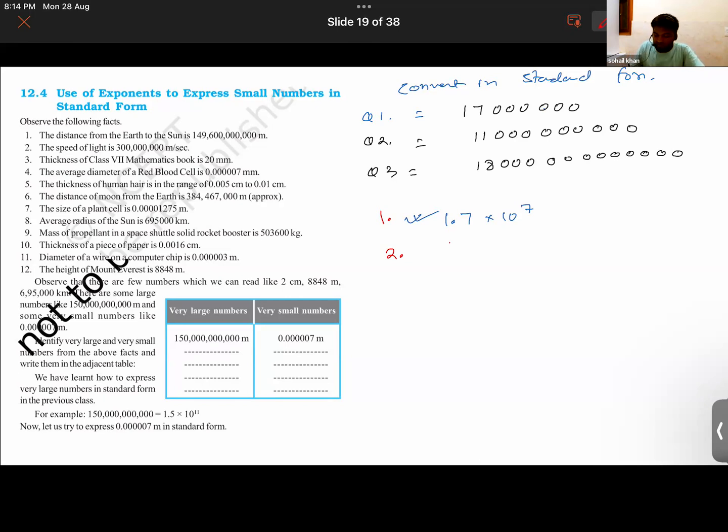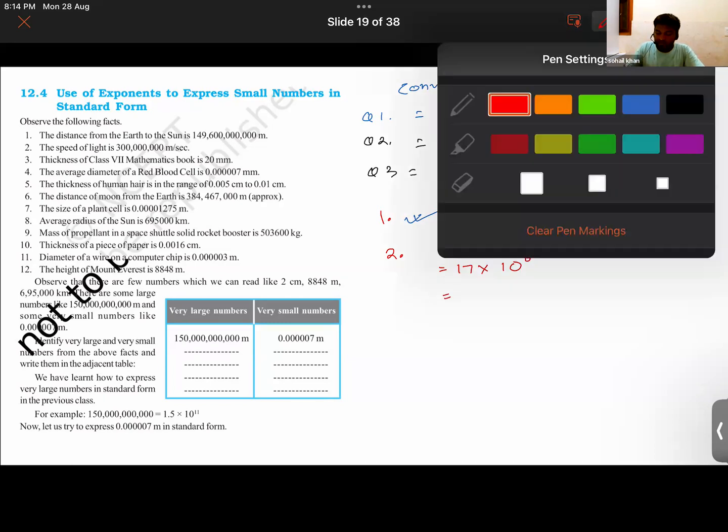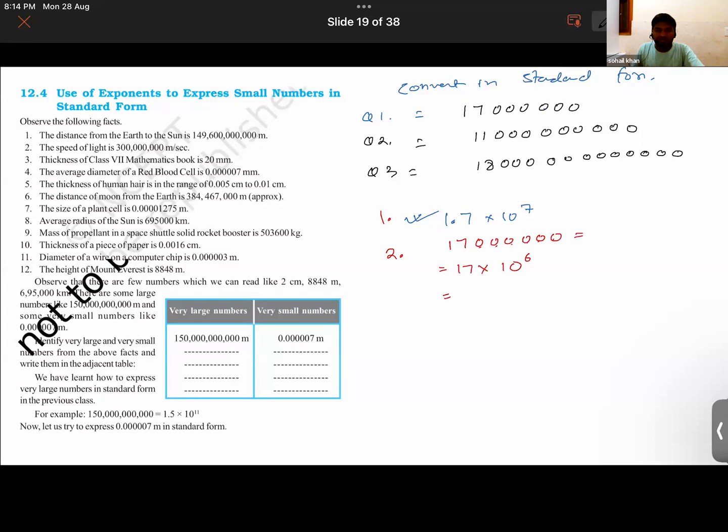How we did this? Simply the number was this. First you will write it as 17 into 10 raised to the power, 1, 2, 3, 4, 5, 6 zeros are there, so 10 raised to the power 6. And we know that in order to make it in the standard form, you need to place a decimal between the unit digit and the ones digit. So it will be 17 divided by 10 and then multiplied with 10 also. So it's 1.7 into 10 raised to the power 7. You have added the exponents here.